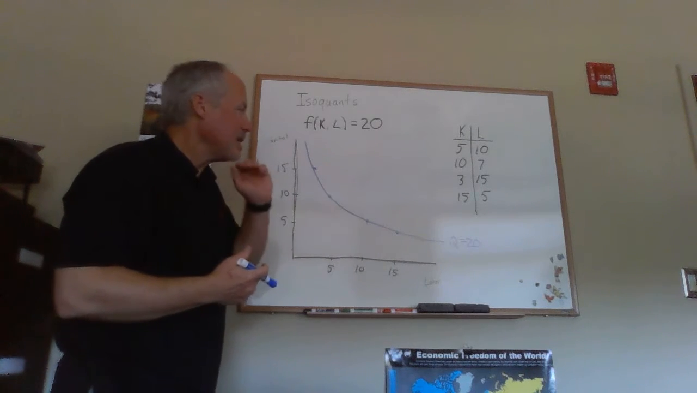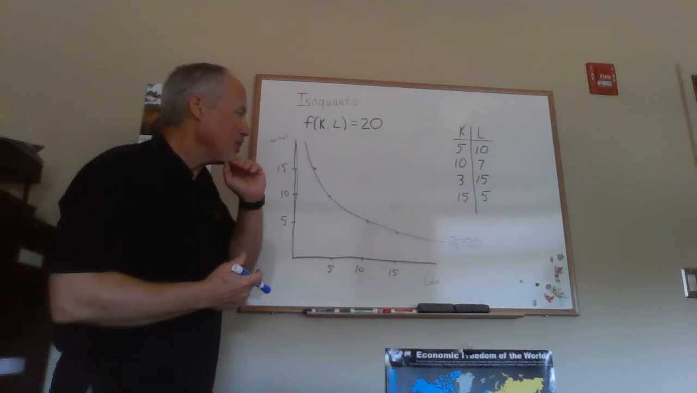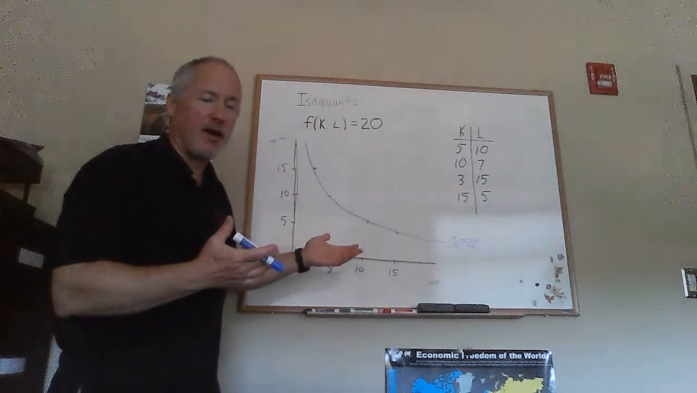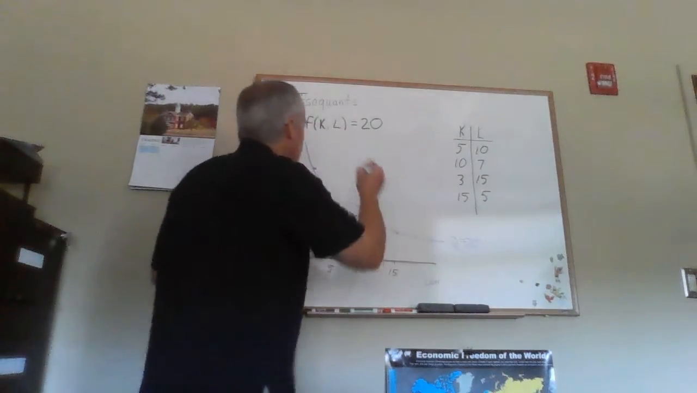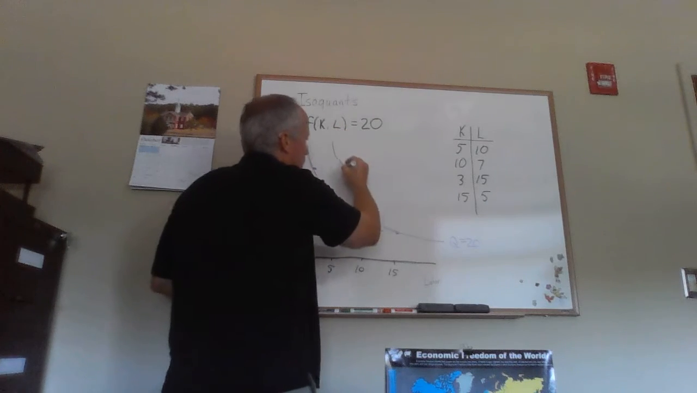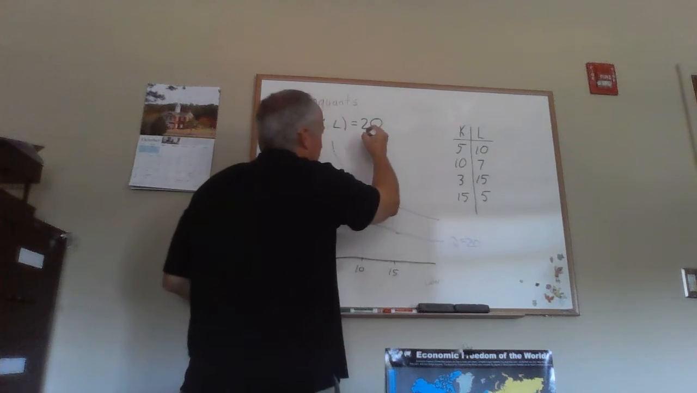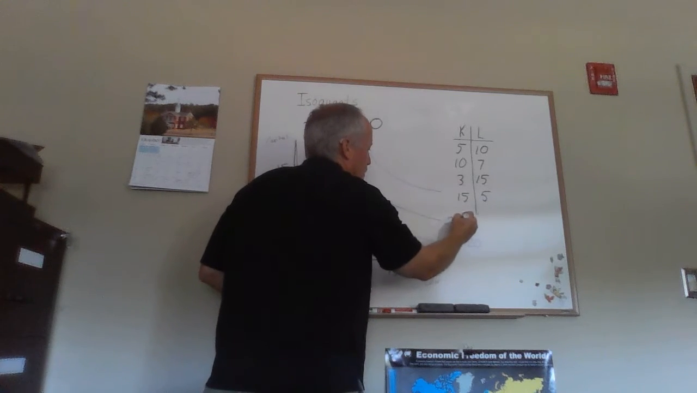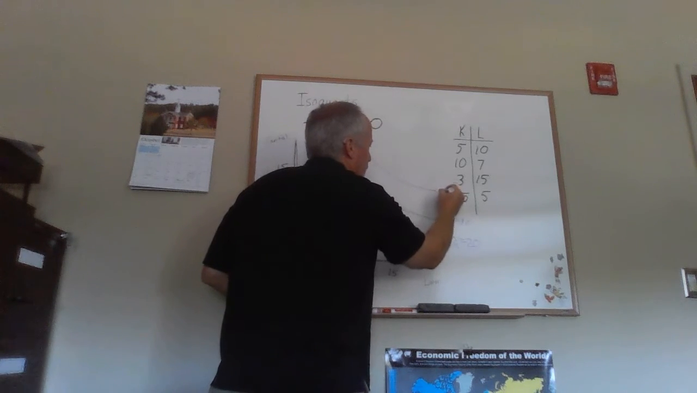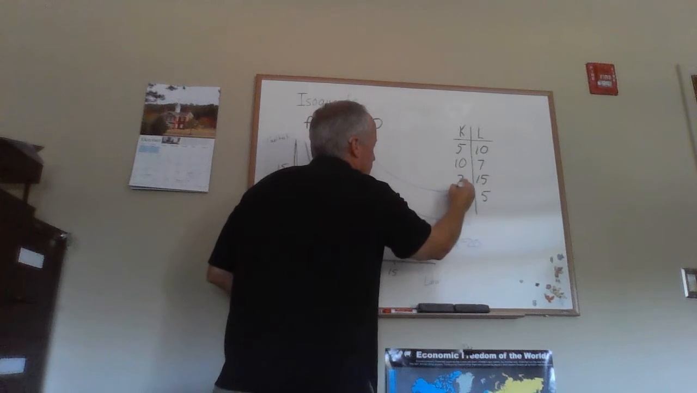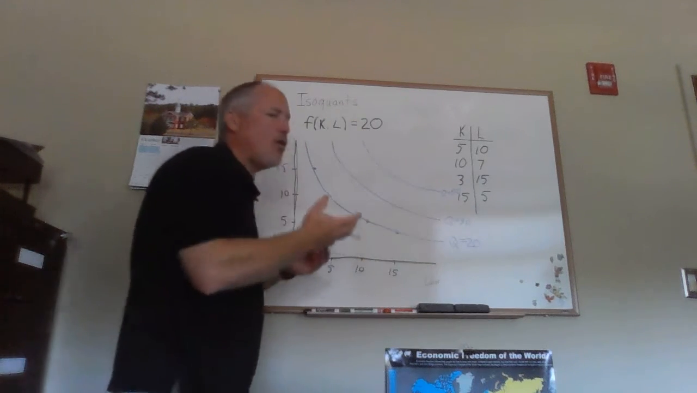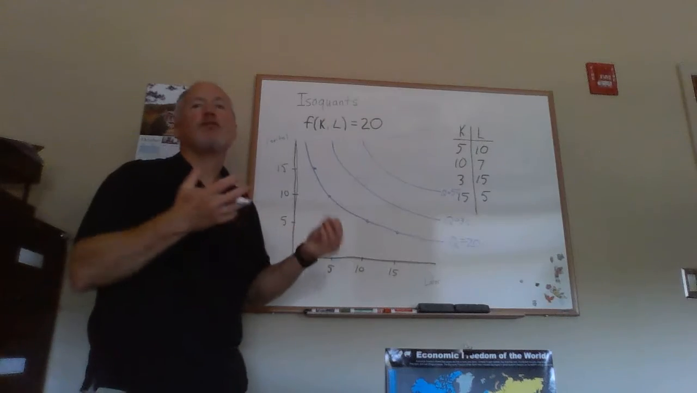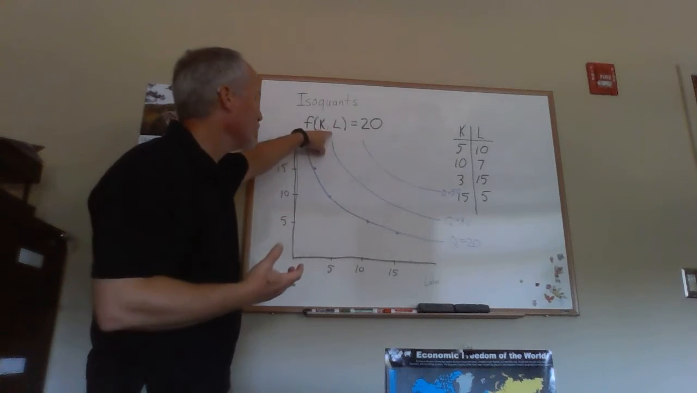And now we picked that 20 very arbitrarily. So in addition to one isoquant, we'd actually have a whole family of isoquants. And the location of these different isoquants would show, for instance, if you wanted to produce 30 or 50, you'd have a whole family of isoquants. The family of isoquants would in effect be describing a production function like this.